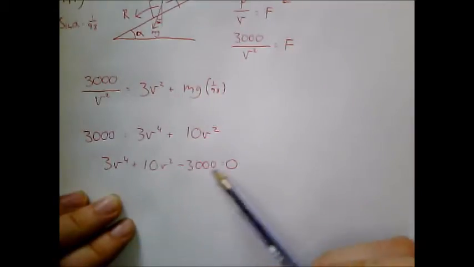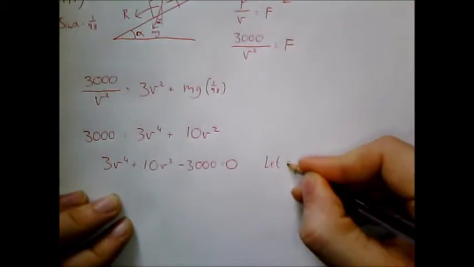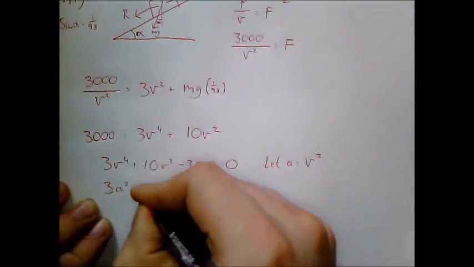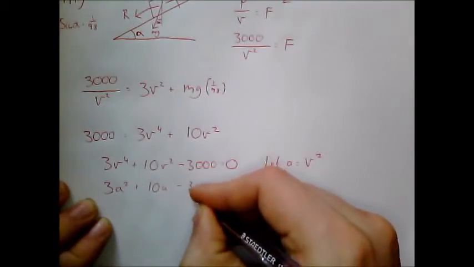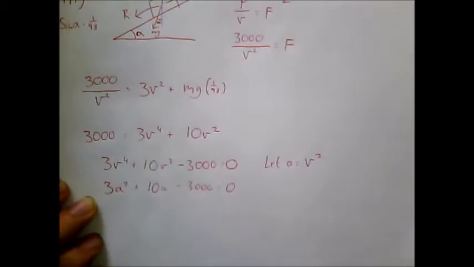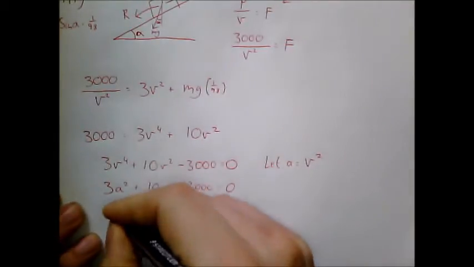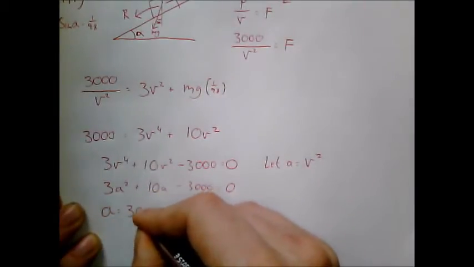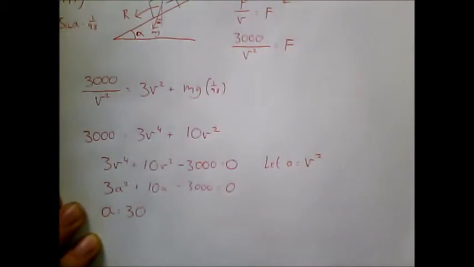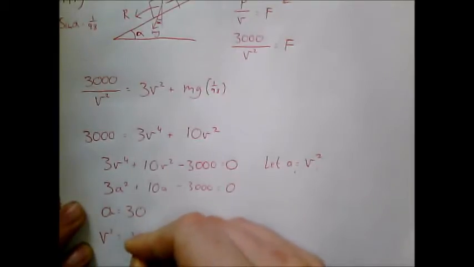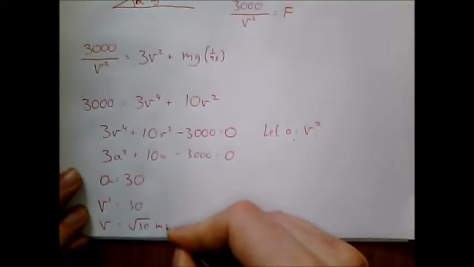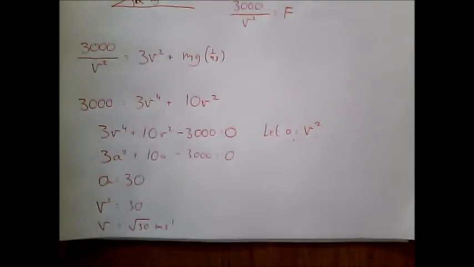Okay, so here we've got a hidden quadratic. If we let a equal v squared, we now have 3a squared plus 10a minus 3000 equals 0. So now if you solve this quadratic, we should get an a value of 30, or a negative value which we can disregard. And now we know that a equals v squared. So v squared equals 30, so v is root 30 meters per second. And that is question 3 done.